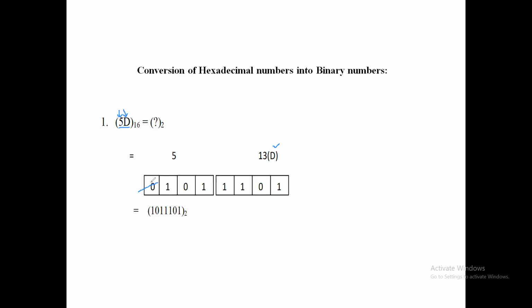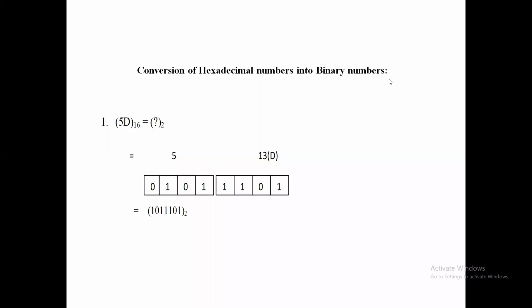So for 13, the 4-bit representation is going to be 1101, and you can discard any zeros on the left side, and the remaining numbers are grouped together to make the binary number equivalent to the hexadecimal number. So that is how we convert hexadecimal numbers into binary numbers, a 4-bit grouping simply.